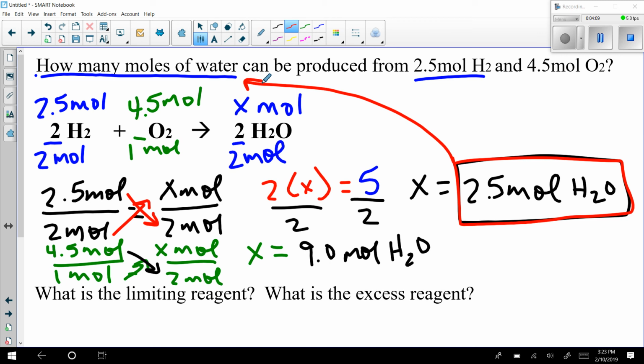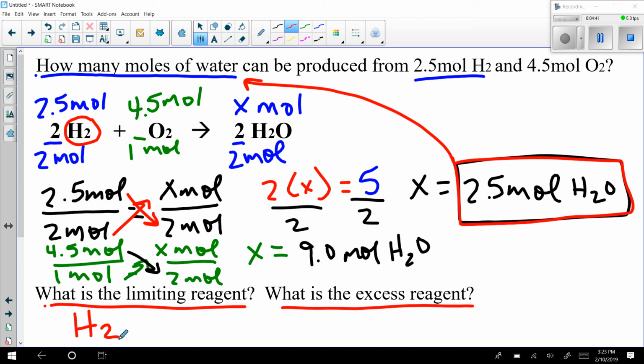Now, our secondary questions are, what is the limiting reagent? And what is the excess reagent? So the limiting reagent is the one that limited our amount of product that was produced, or produced the smaller amount. What produced our smaller amount of product is our H2. So our limiting reactant in this case is our H2. And limiting reactant and limiting reagent are the same thing, even though the two words are different, reagent and reactant, they mean the same thing.